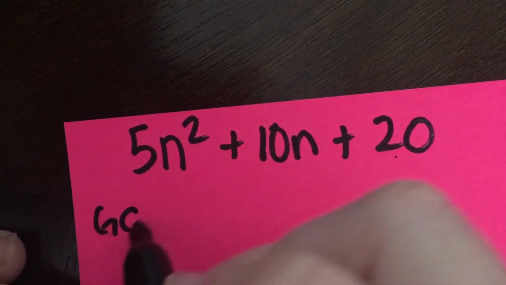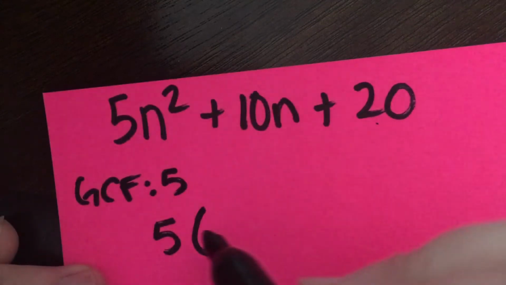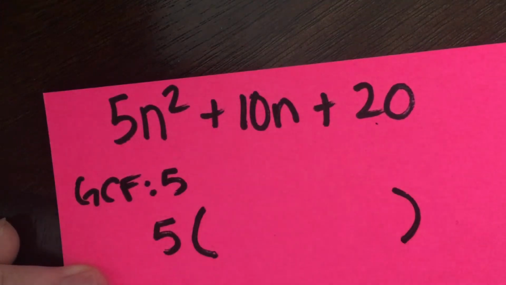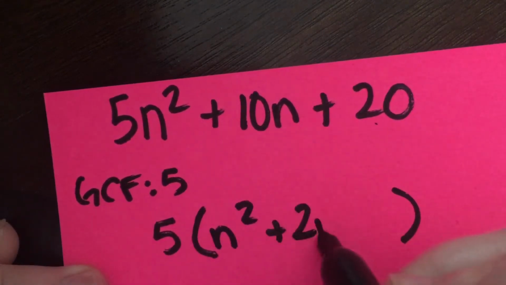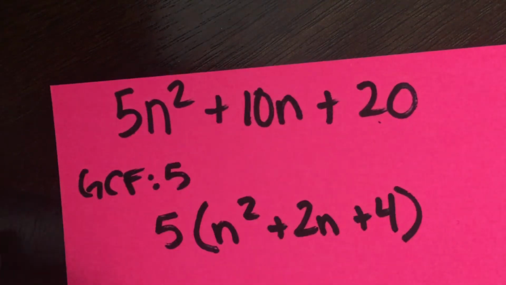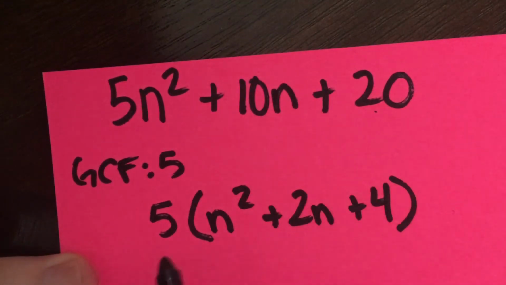So the GCF is 5, and when we factor that out, we're going to create a trinomial space, a space for 3 terms. So we have n squared plus 2n plus 4. How did I do that so quickly? I just divided all these terms by 5 so that when I redistribute the 5, which I don't lose, it stays on the outside. Always put your GCF outside the grouping that you create.